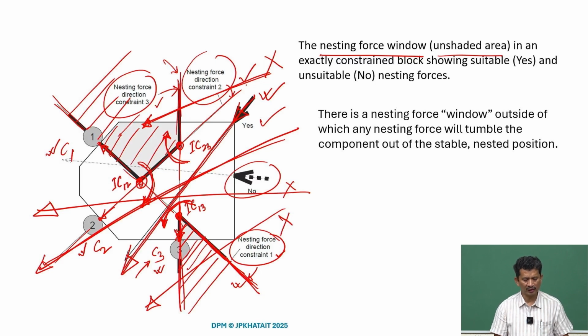But we know that as long as the force passes through the unshaded region, it will give us the right solution. So there is a nesting force window outside which any nesting force will tumble the component out of the stable nesting position. We will not have a stable nested position if the force is passing through the shaded area. We can again take up some examples later and try to understand.